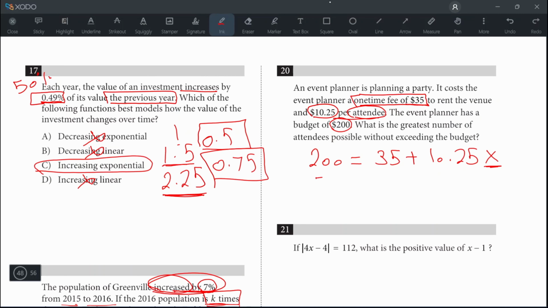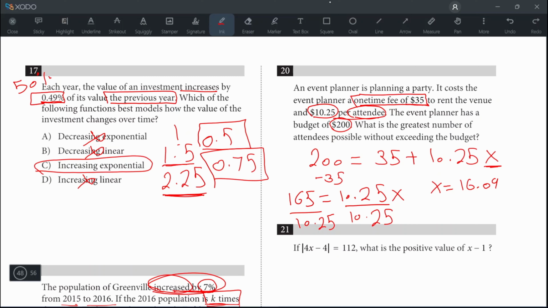We'll subtract 35, so we will have 165 equal to 10.25 multiplied by X. Then we will divide both sides by 10.25. So X will equal 16.09.